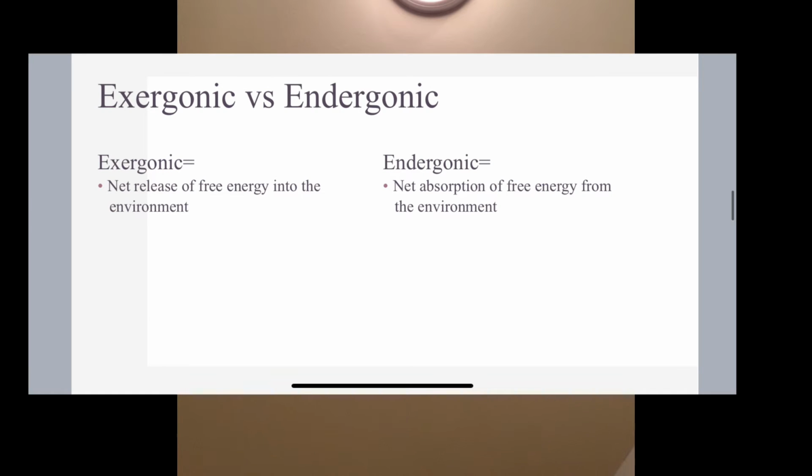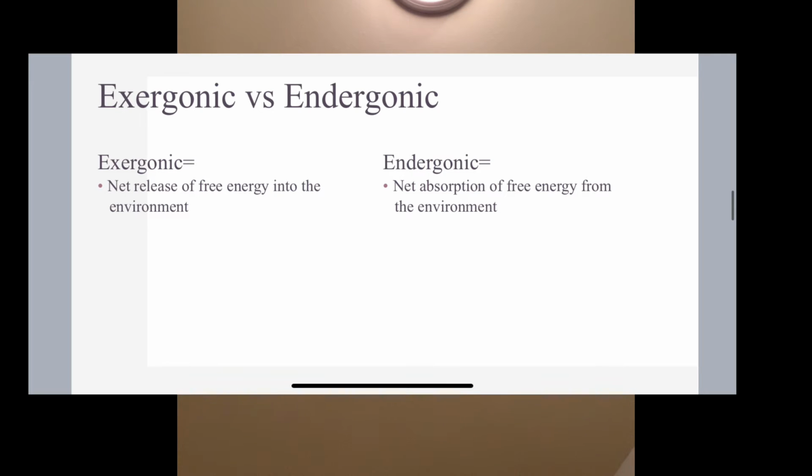So again, some more vocab. Exergonic is the net release of free energy into the environment, while endergonic is the net absorption of free energy from the environment. So ATP powers cellular work by coupling exergonic reactions to endergonic reactions.